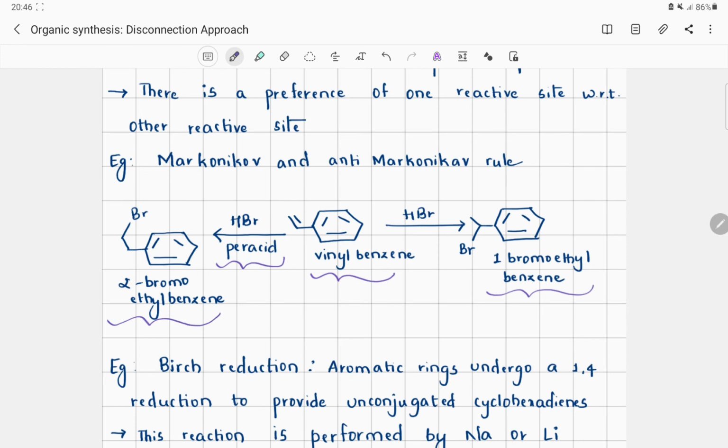Now we can observe here that because there is a presence of a peracid system, the preference of the reactive site completely changes, giving me 2-bromoethyl benzene. Whereas if the peracid was not present, then we started getting 1-bromoethyl benzene. This is how a preference in the regioselectivity can be observed.